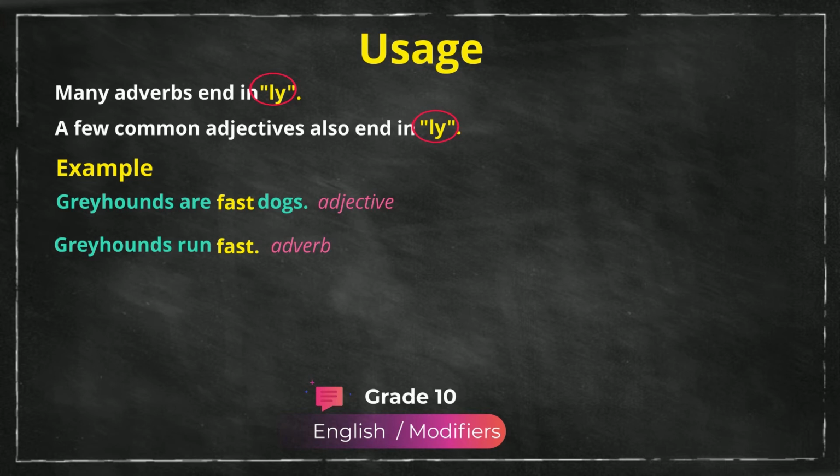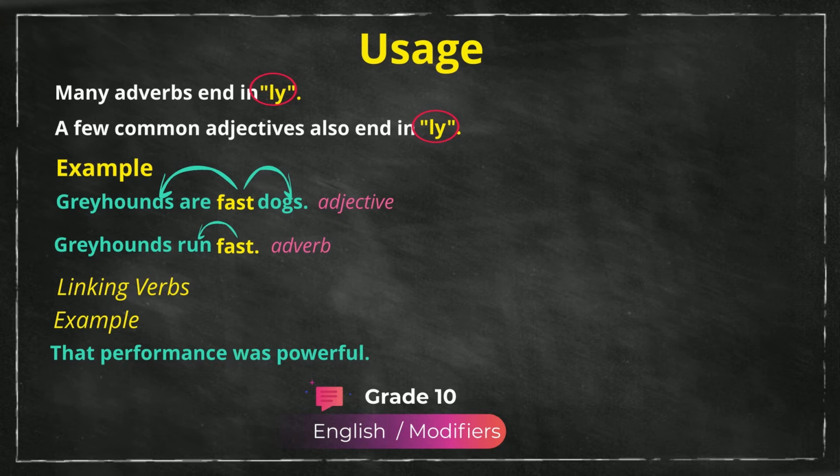If a word in the predicate modifies the subject of the verb, it is an adjective. If it modifies the verb, it is an adverb. In other cases, linking verbs are followed by predicate adjectives. That performance was powerful. The predicate adjective powerful follows the linking verb was and describes the subject performance.